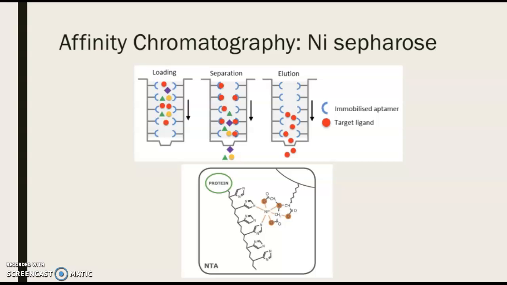As you can see in the top diagram, loading is putting our supernate through, and it has a bunch of different things in there, different proteins, amino acids, and so forth. As that runs through the column, our protein with the his tag will bind to the nickel, and all the other things will be washed through. This is also known as the crude.